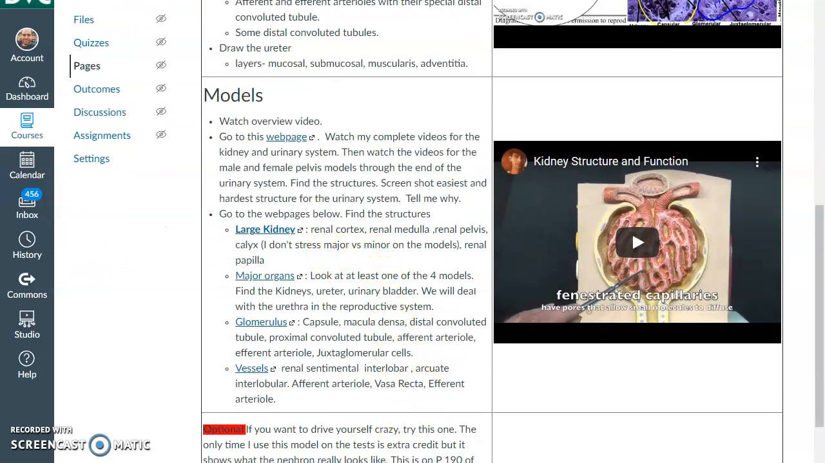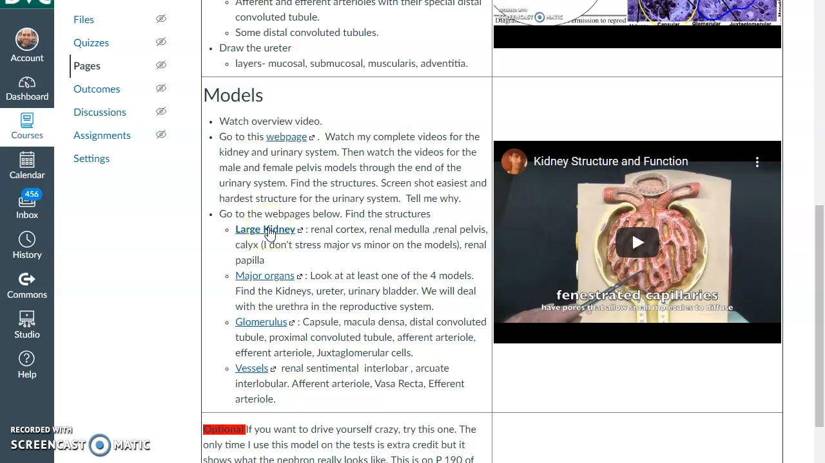Then we're going to look at models. I'm going to send you to my webpage for the rotating models. It has both urinary and reproductive. The reproductive models will talk about urinary structures in about the first 3 to 5 minutes before going on to the reproductive structures. So watch that, rotate the model, see where everything is.